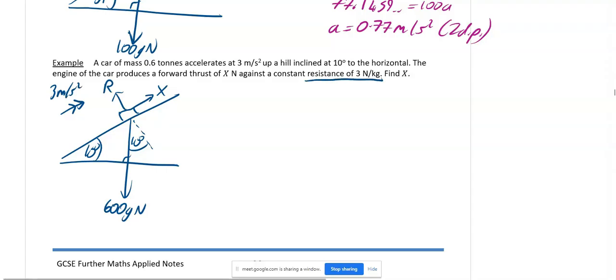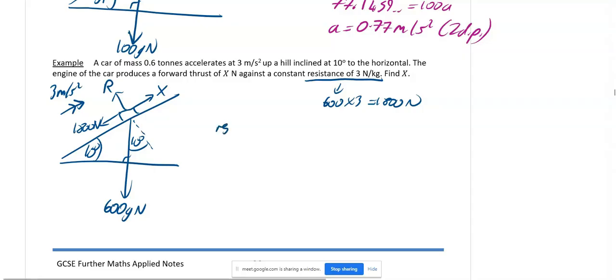The resistance is 3 newtons per kilogram. So, if the resistance is 3 newtons per kilogram, what is our resistance for this 600 kilogram object, how do I work it out? So, James Nicol, how would I work that out, please? 600 divided by 3. Not divided by 3? Times 3. Times 3, yep, because every kilogram gives you 3 newtons. So it's 600 times 3, which gives you 1800 newtons. So that's where this comes from. So 1800 newtons is going down the slope.